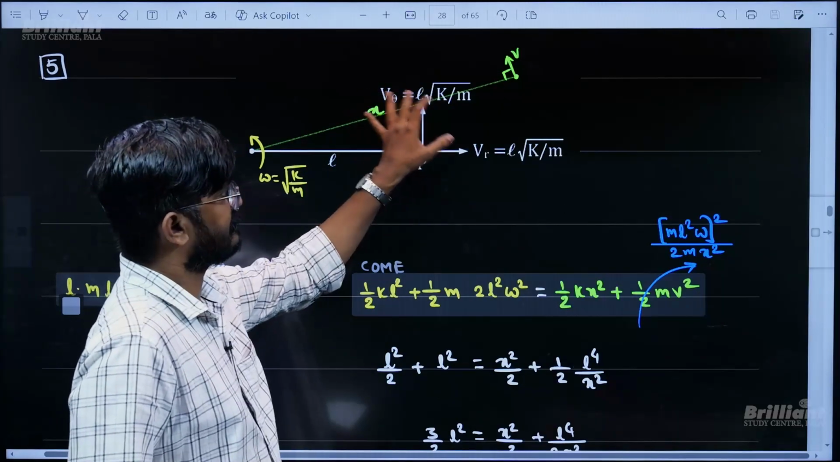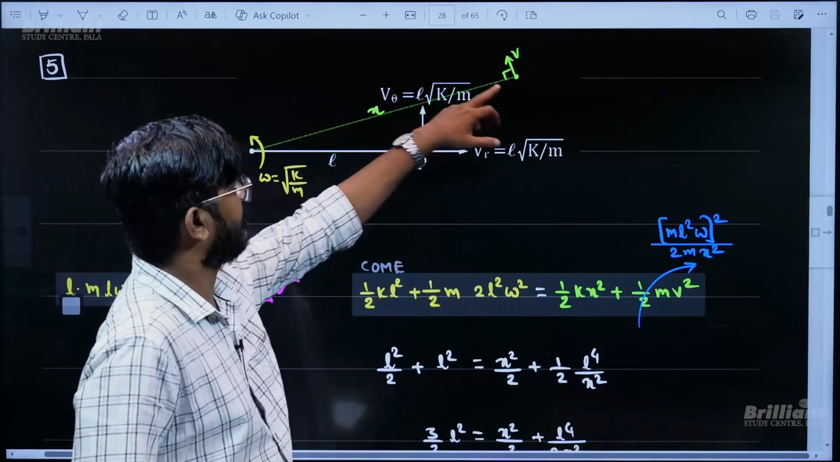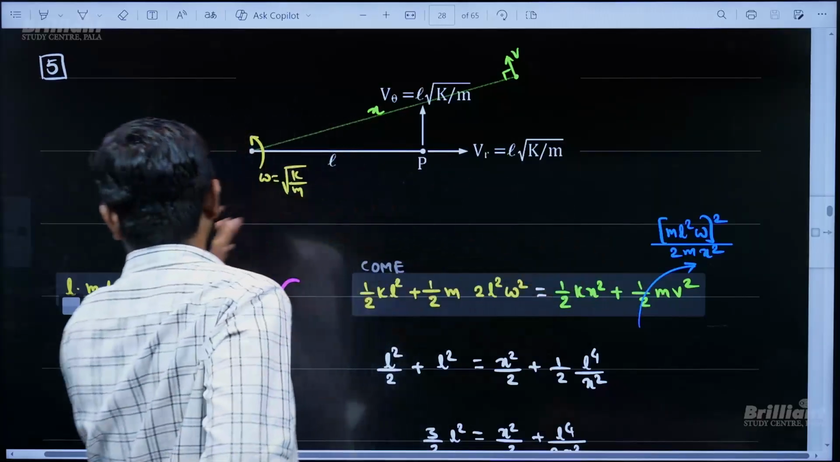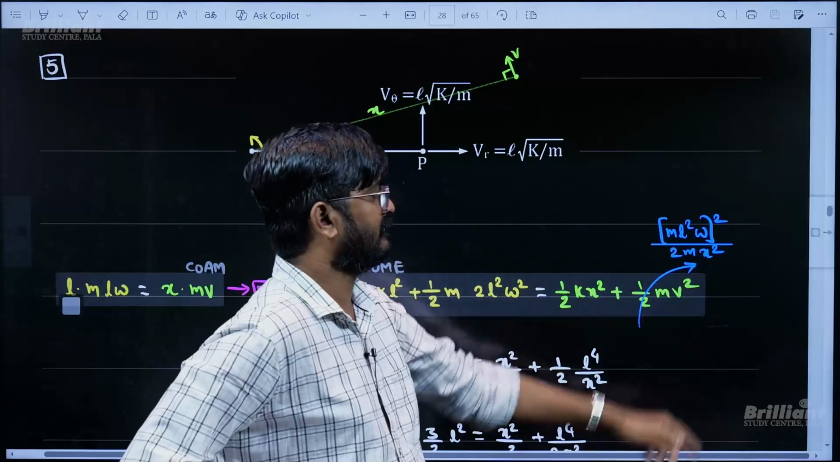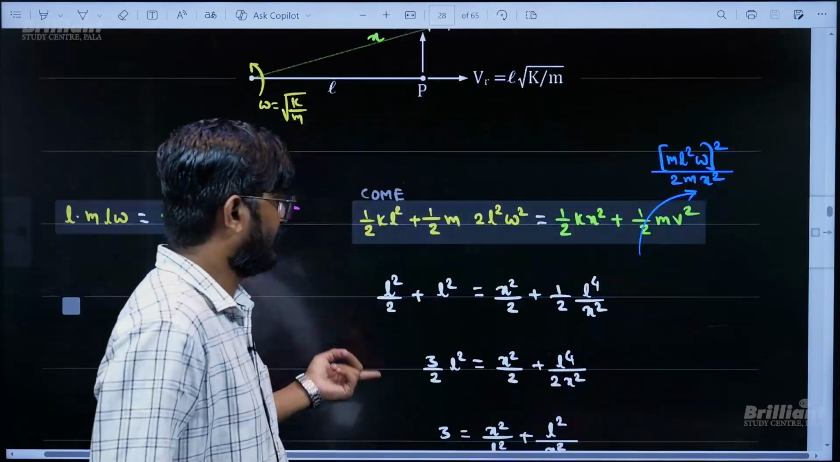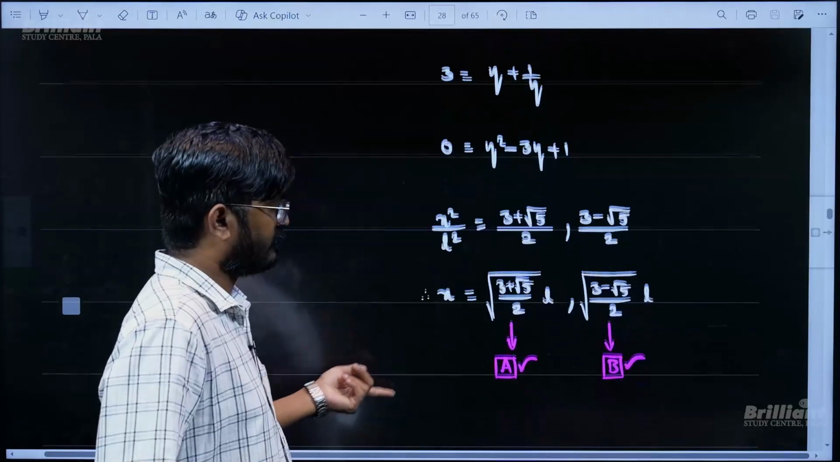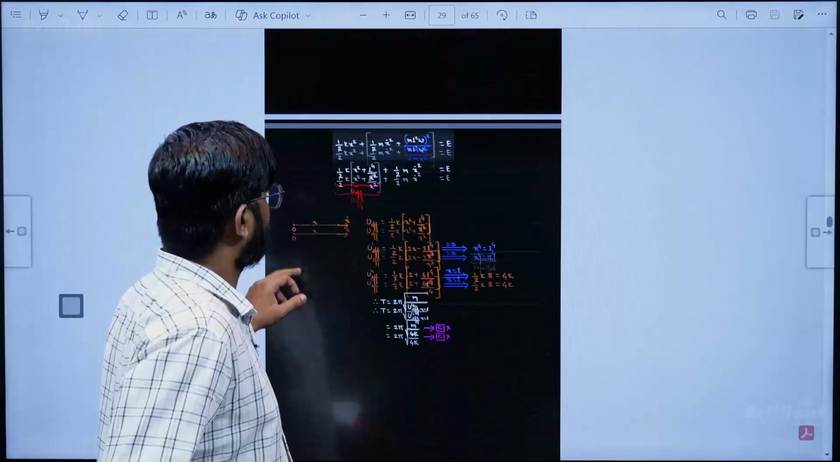Initial kinetic energy is half m into resultant velocity square. Final potential energy is this much. Final kinetic energy is half mv square, which I have to calculate from here, or you can write as L square by 2m x square. Now if you look, there is only one variable x. You need to solve for x. You will be getting two roots. One is going to be maxima and one is going to be minima. Then the only option left is about the time period.